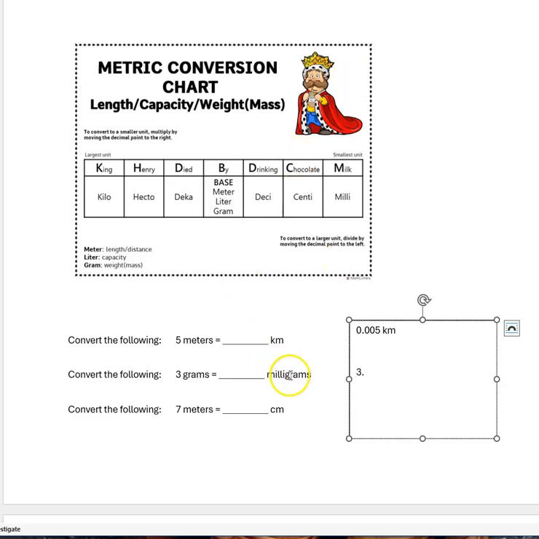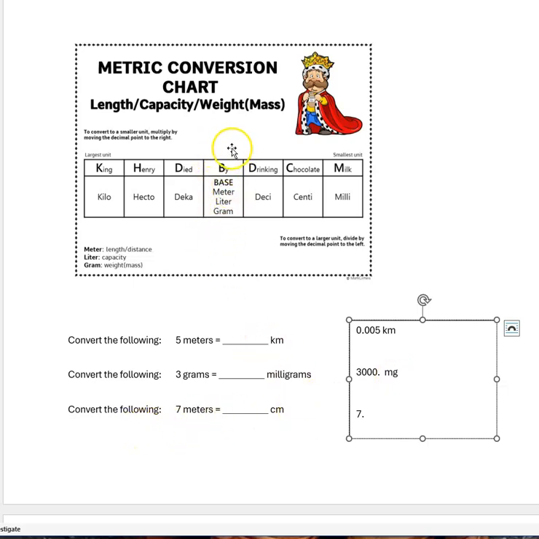Now, 3 grams. I'll start with 3 point to milligrams. Grams is here in the middle, the base unit. I'm moving to the right 1, 2, 3 jumps to the right. I'm going to put the decimal there so that you know where it is. I'll check to make sure I went 3 to the right. 1, 2, 3. Yep, I did. So it's 3,000 milligrams.